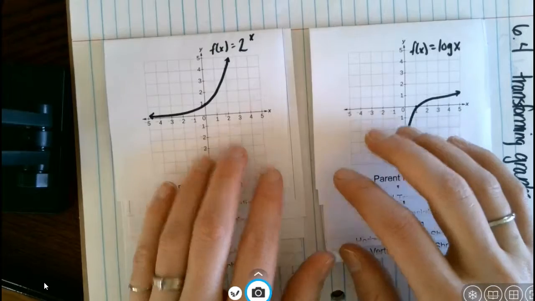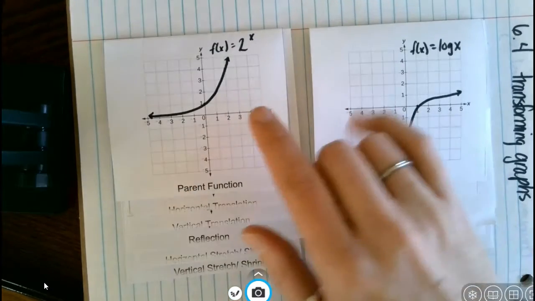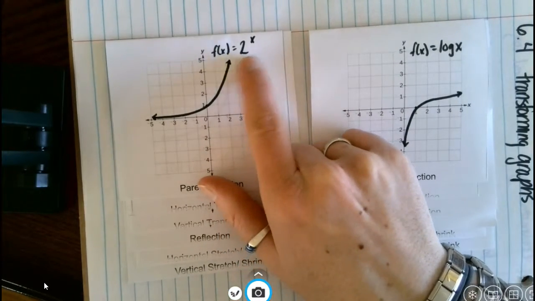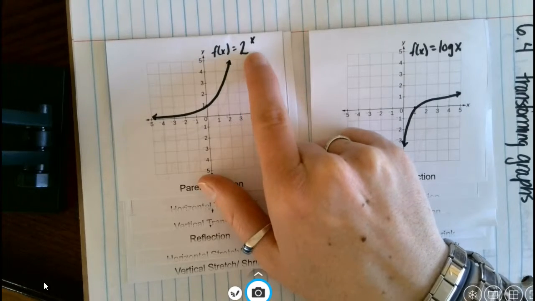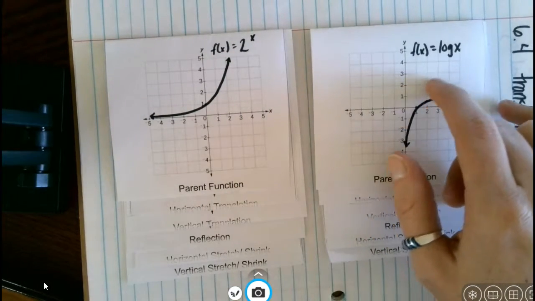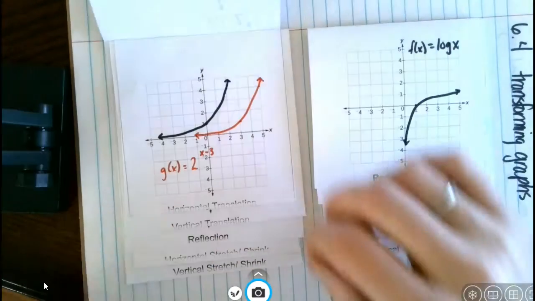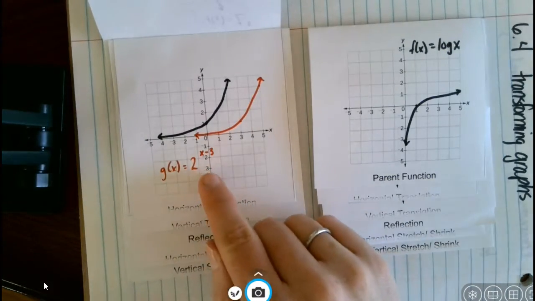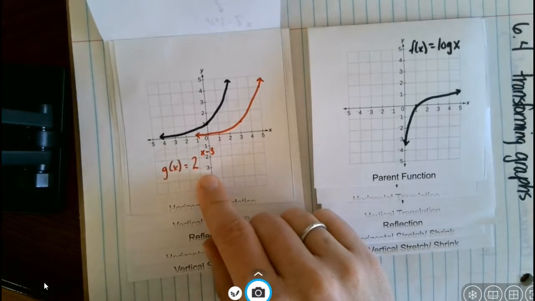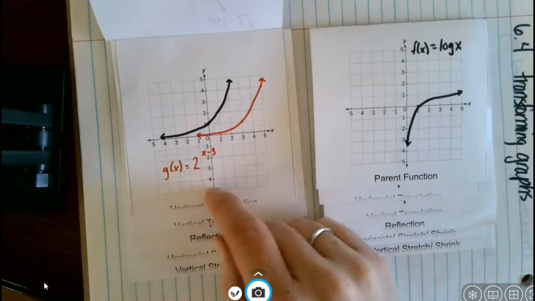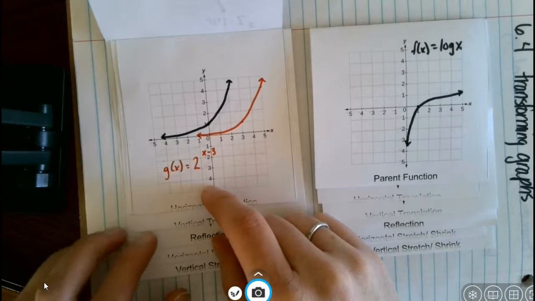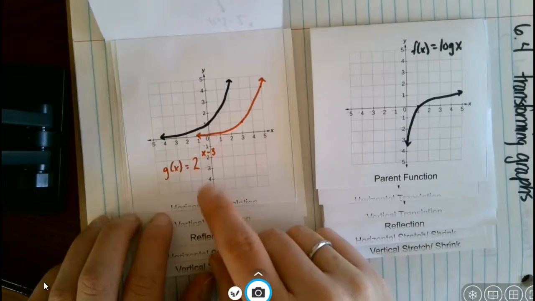So on the very front page, you're going to do your parent function, and our parent functions for today are, we're just looking at the exponential function of 2 to the x and then log of x, okay? So then you'll see we're going to have a horizontal translation and what that means and where it goes. If you want to make up your own equations here, you sure can, but make sure that you use Desmos to help you understand what exactly is happening.